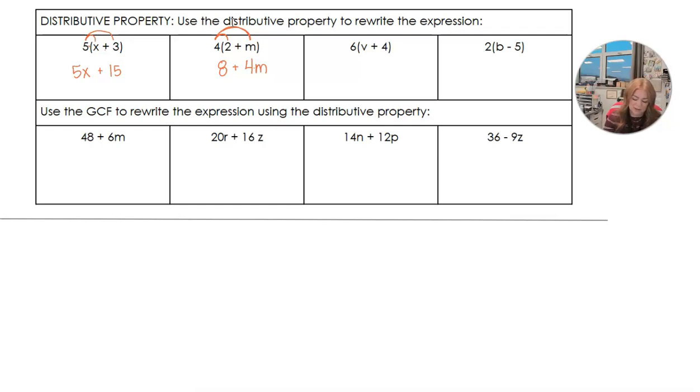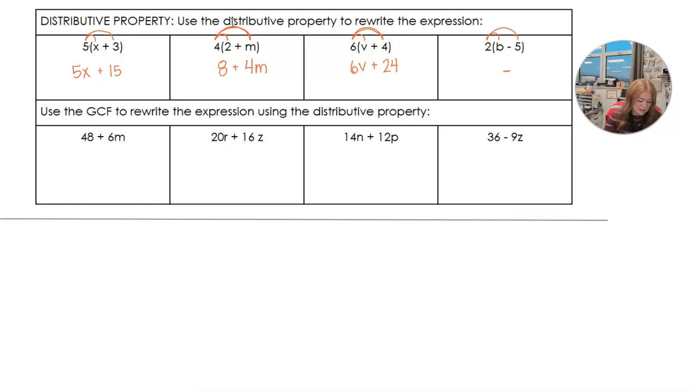Our next one, we're using our distributive property. So 6 times v is 6 v's. And we're adding on 6 times 4: 6, 12, 18, 24. Okay, our last one here, I'm going to have you try it. So you're doing 2 times b. And then notice it is minus 2 times 5. So see if you can find those two terms, 2 times b and 2 times 5, with a minus sign between them.